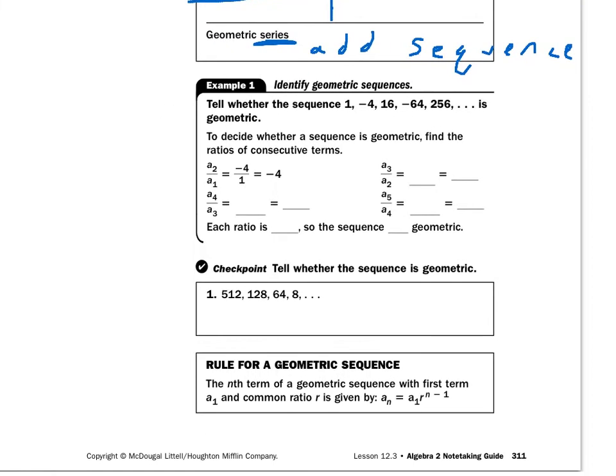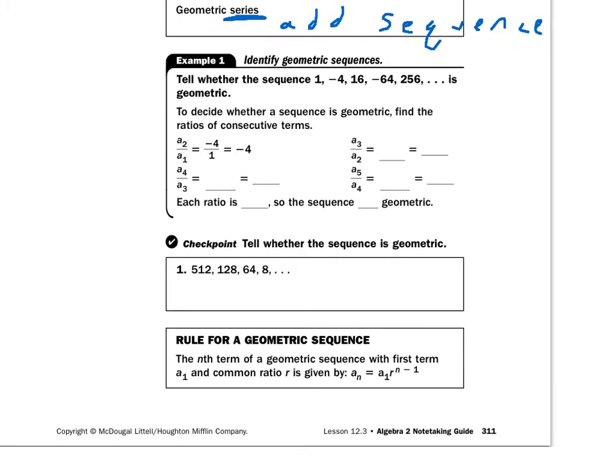All right. Let's take a look at example 1 here. In example 1, what's happening? 1, -4, 16, -64. Hopefully some of you are saying, oh, it's getting multiplied by -4 every time. That's what I need you to see. But to prove if it's geometric or not, I'm going to divide each time. Remember, you're always dividing the second by the first, the third by the second, basically the number further to the right by the number to the left.